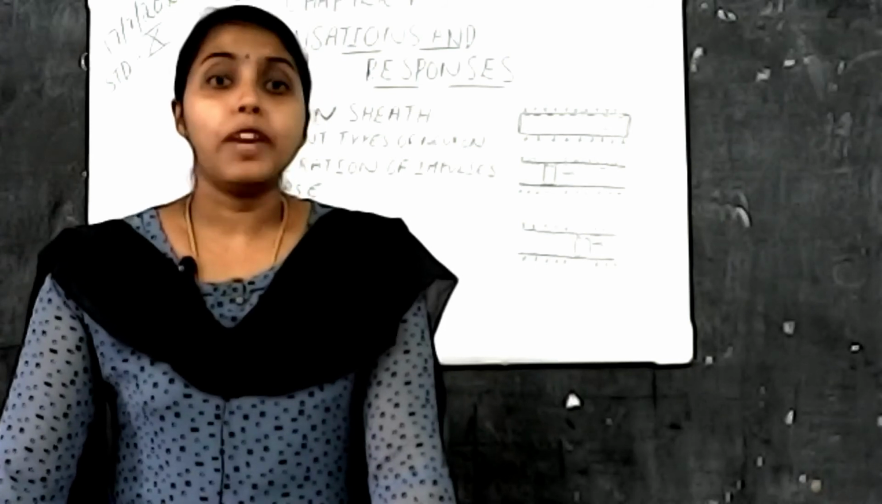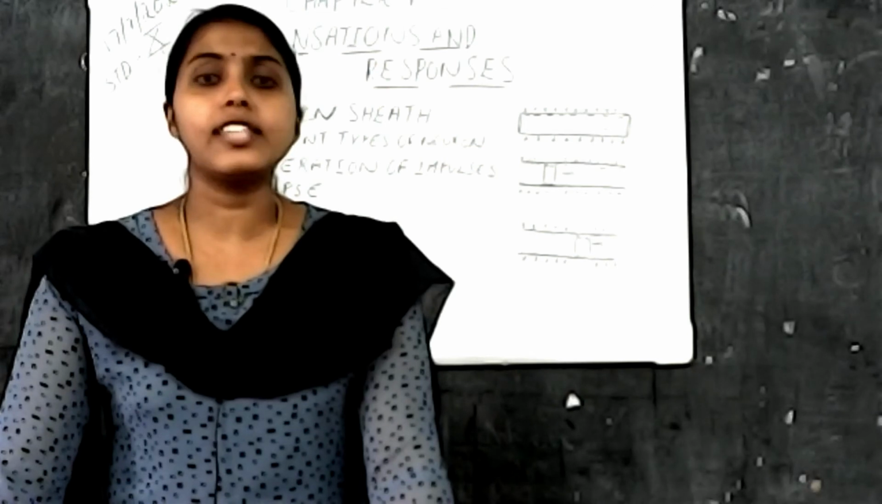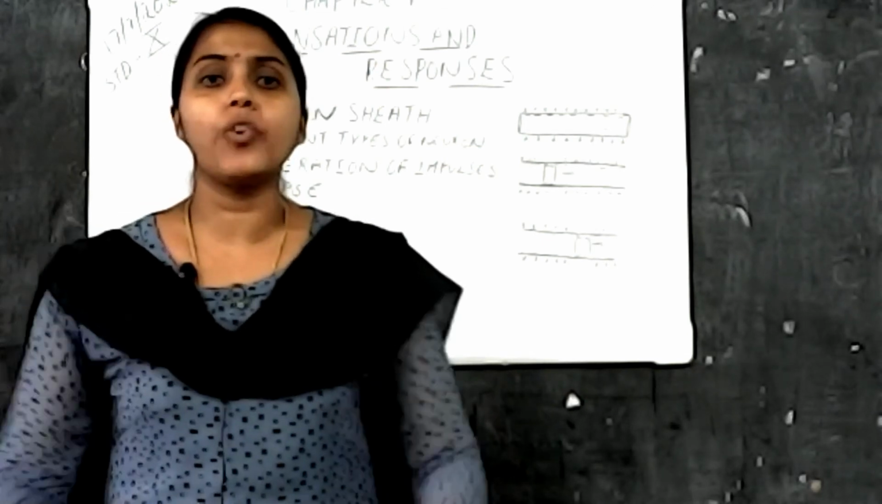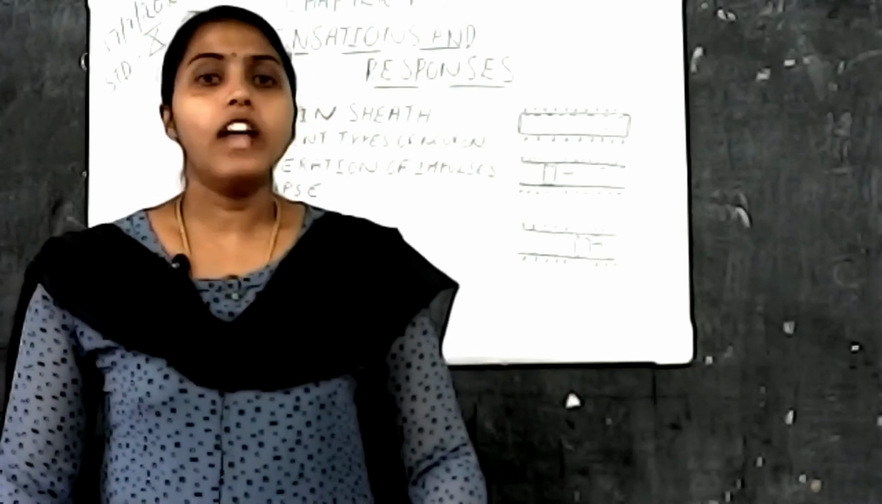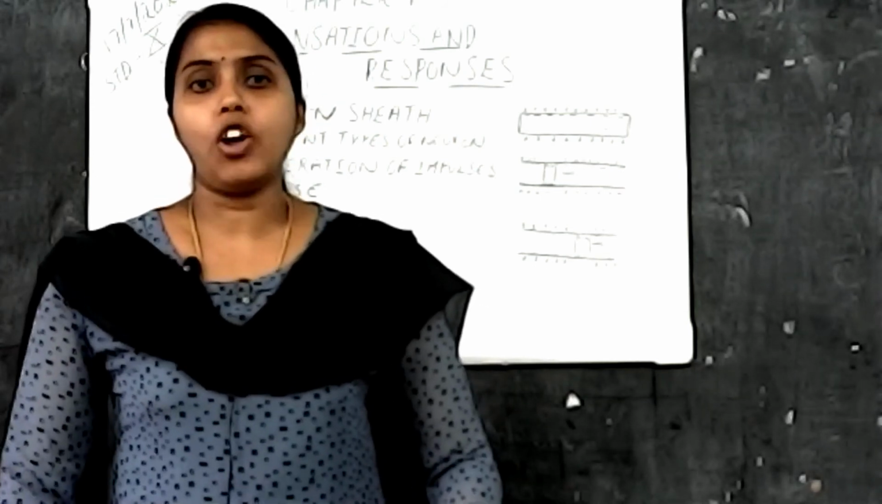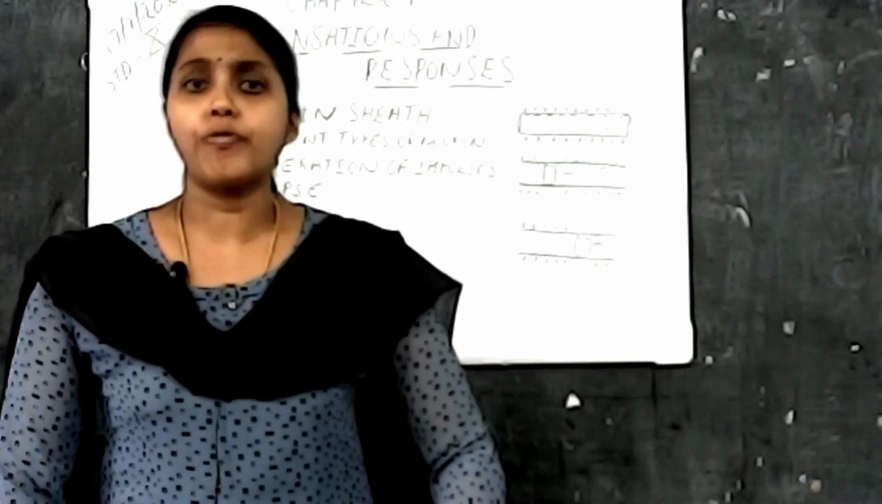Then comes the peripheral nervous system. As its name indicates, these are the neurons or the nerves that move to the periphery. Periphery means towards the end part. The peripheral nervous system consists of 12 pairs of cranial nerves and 31 pairs of spinal nerves.